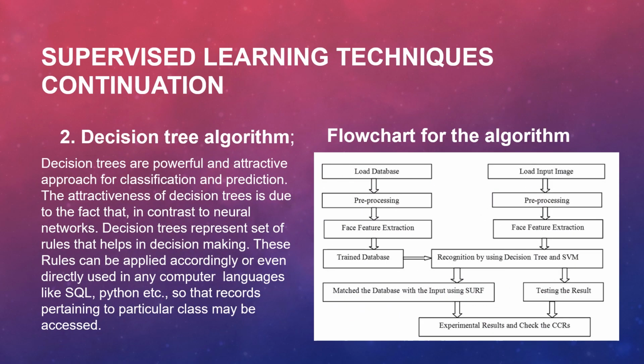Supervised learning continuation. The second algorithm I will be using is the decision tree algorithm. Decision trees are a very powerful and attractive approach for classification and prediction. It is based on rules and helps in decision making. The rules can either be applied accordingly or directly used in any computer language like SQL, Python, etc.